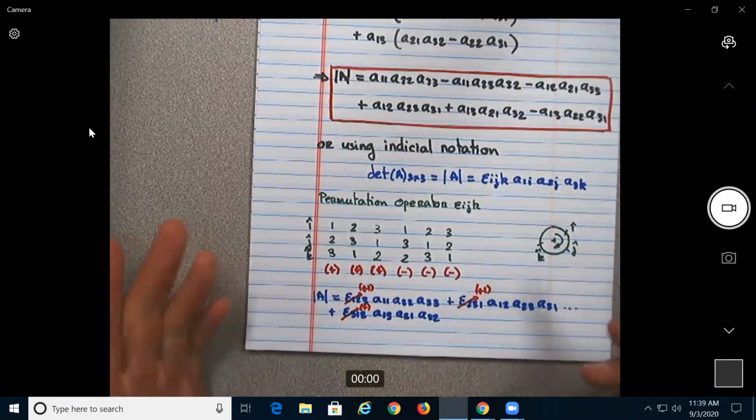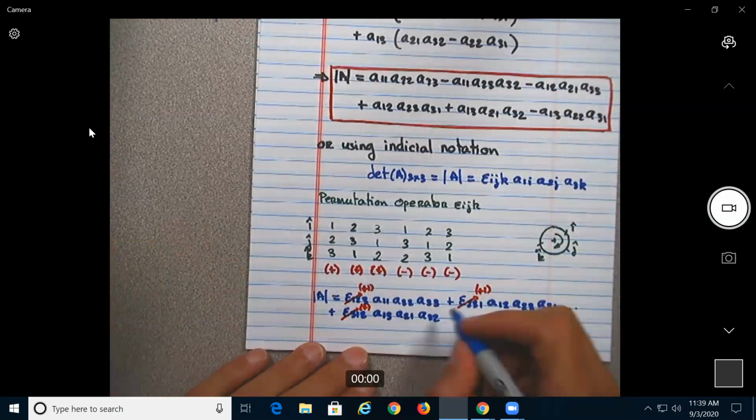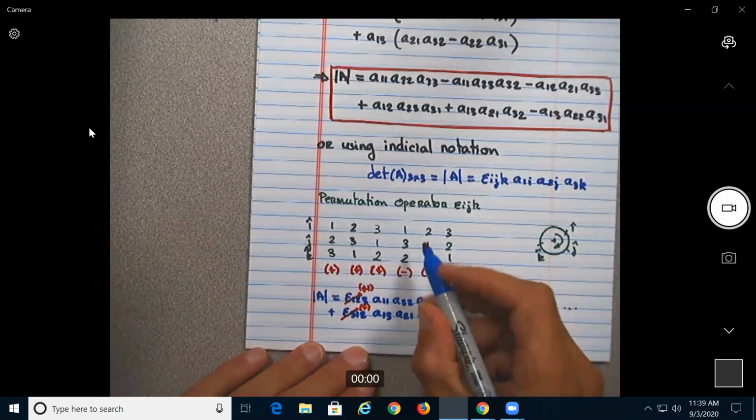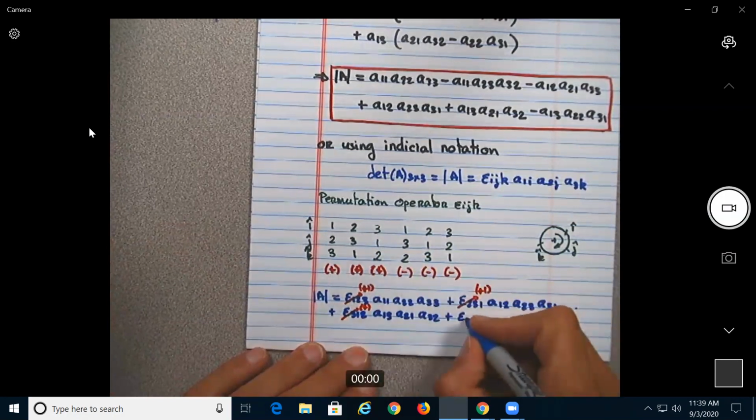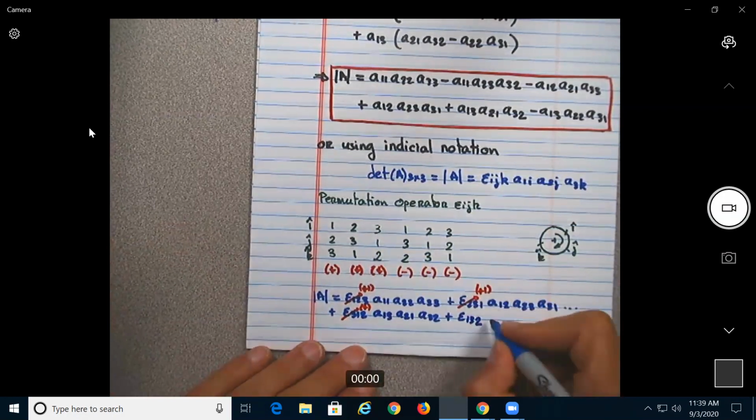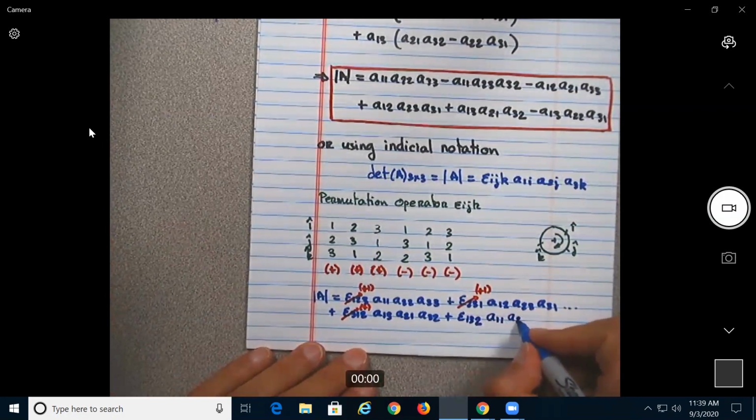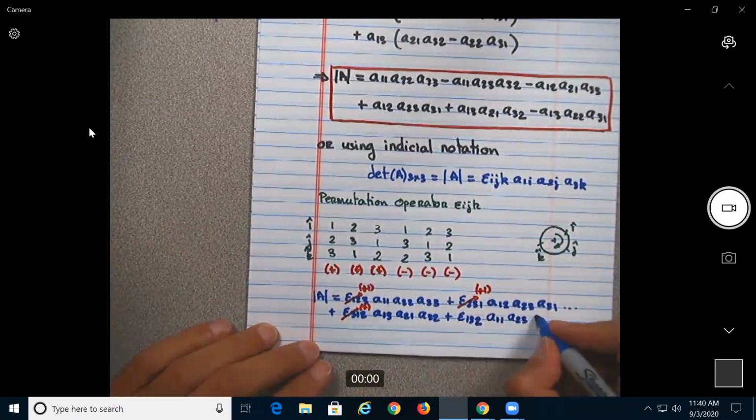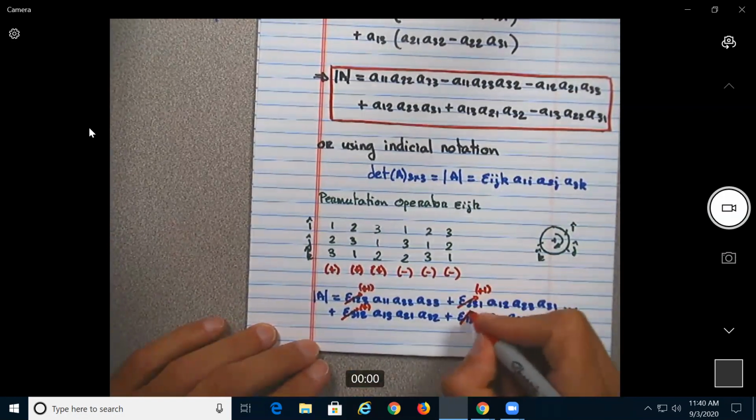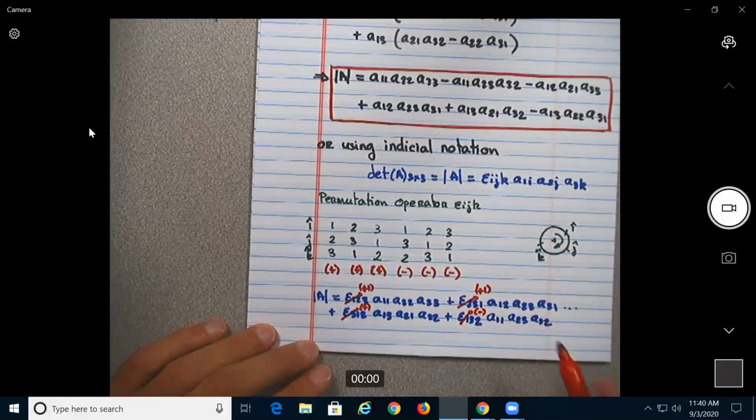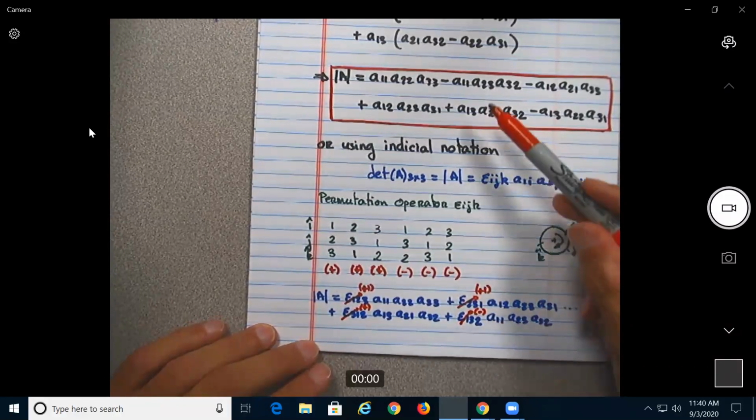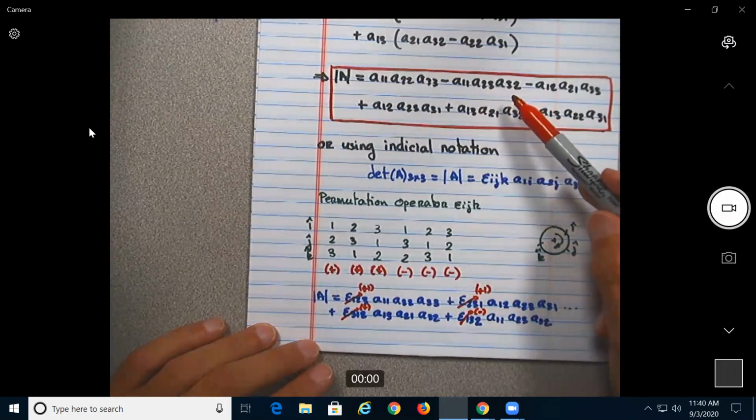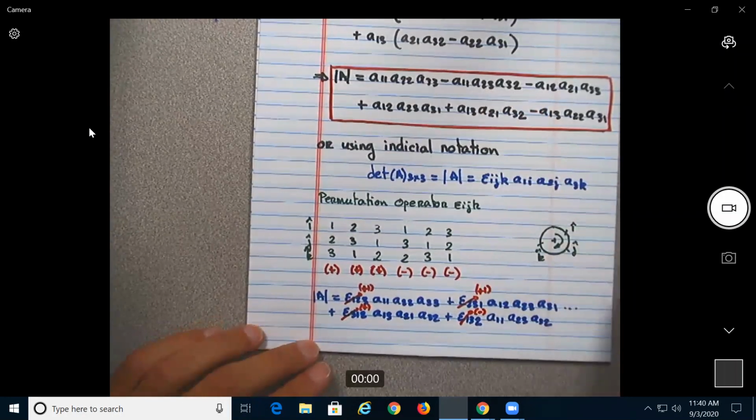Now, obviously, we're gonna have the three negatives. That should be the last three cases. So plus epsilon 1, 3, 2 would be A of 1, 1, A of 2, 3, A of 3, 2. And we know this one will be negative. And if we compare to this one, this will compare to the second term. All right? So 2 more.